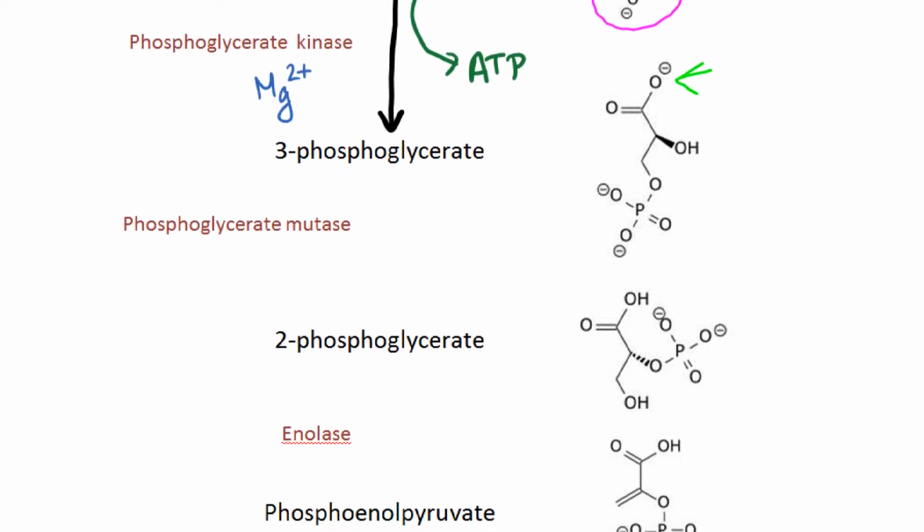The next step is going from 3-phosphoglycerate to 2-phosphoglycerate. And this reaction is carried out by phosphoglycerate mutase. Here you can see that the phosphate group moves from one carbon to another.